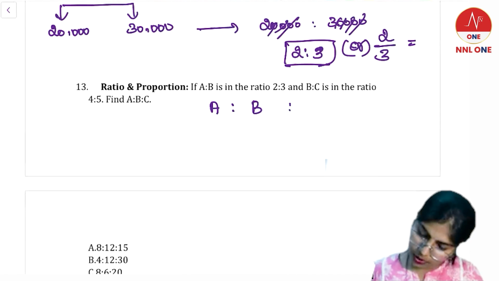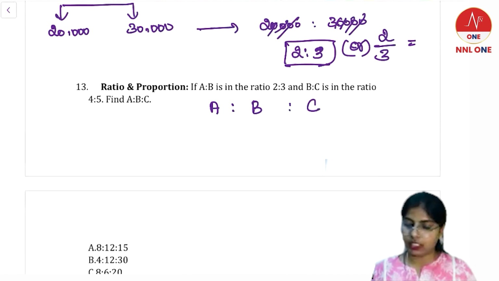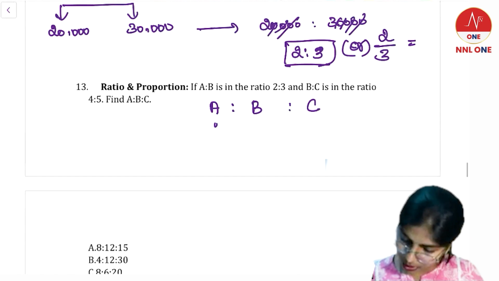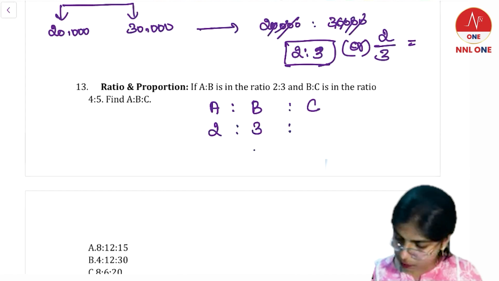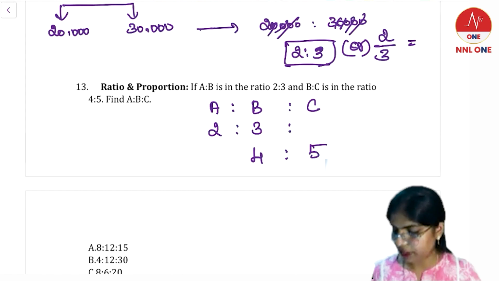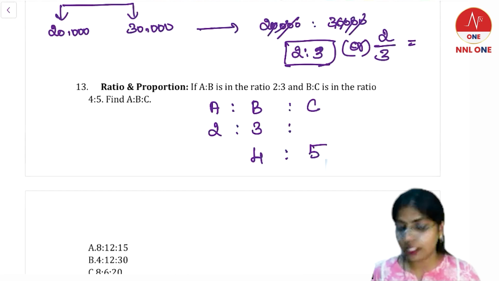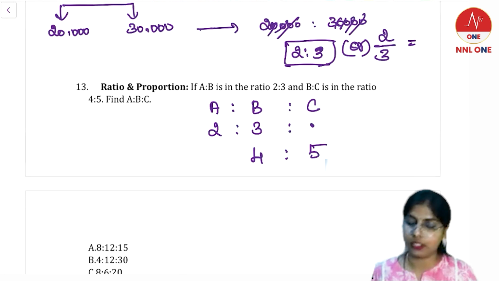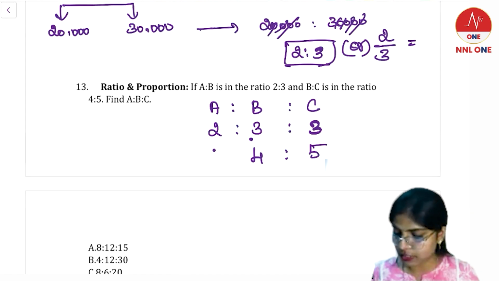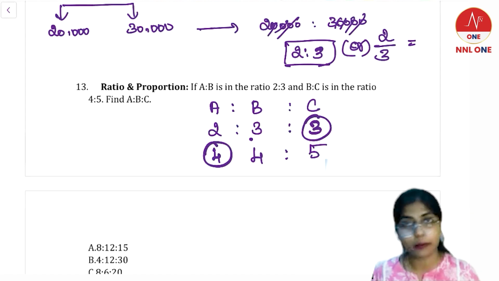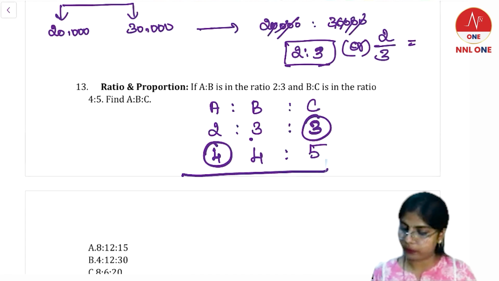A is to B is to C. I'll teach you the shortcut here. A is to B is 2 is to 3 and B is to C is 4 is to 5. In order to find the answer, you need to put a number. That number should be the nearest number. The nearest number is 3, so we are adding 3 here. And the nearest number here is 4, so we are putting 4 here.